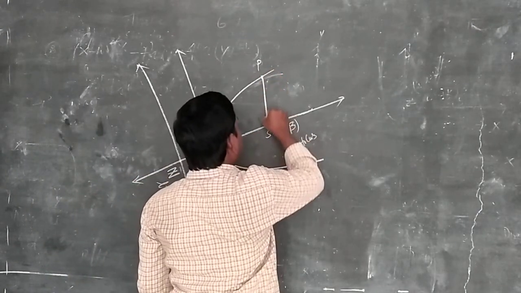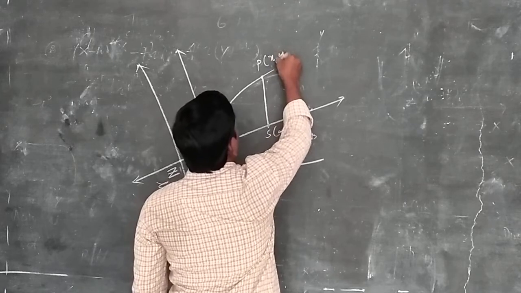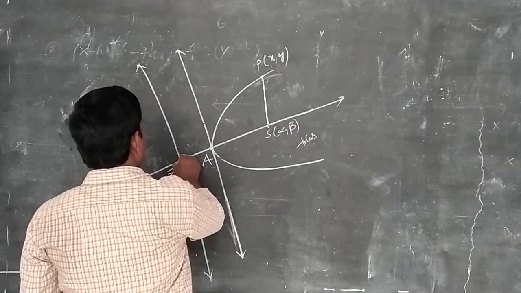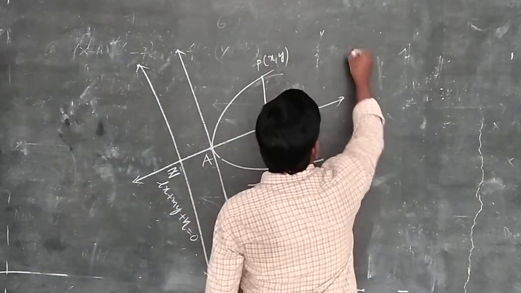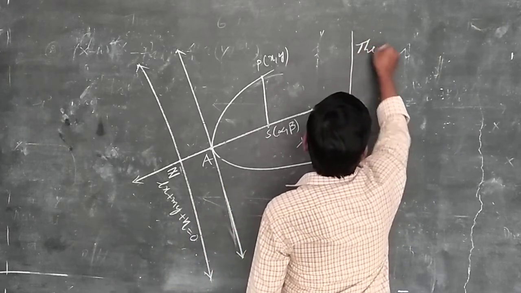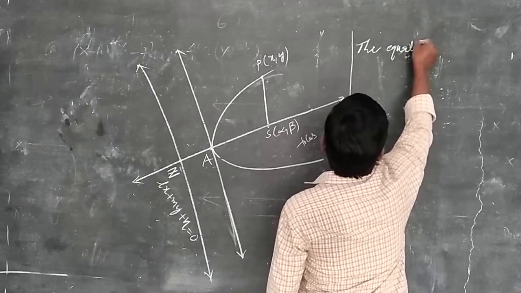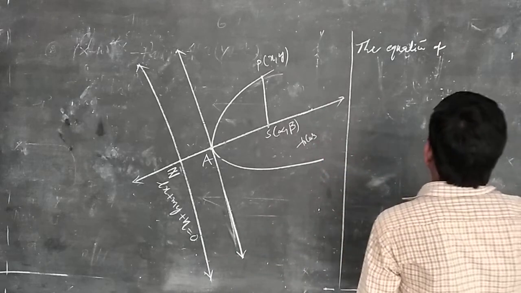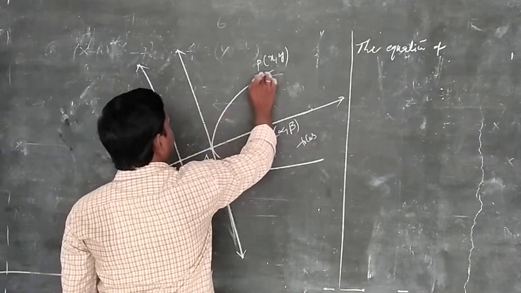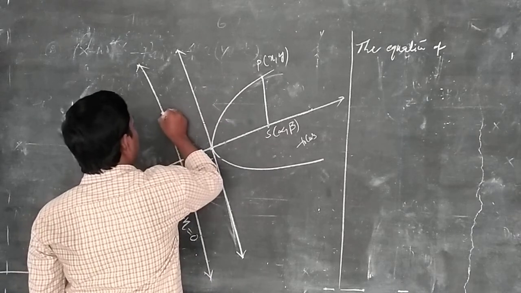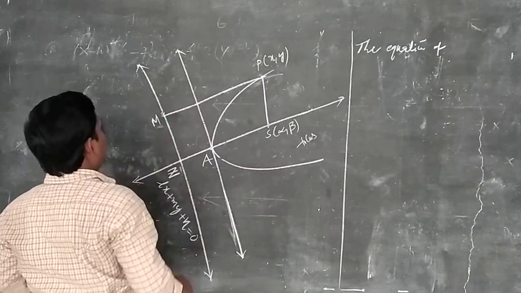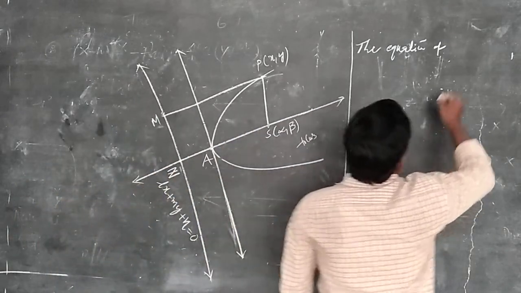P is a point on the parabola (x, y). Now, the equation of the parabola. There is a point M on the directrix.